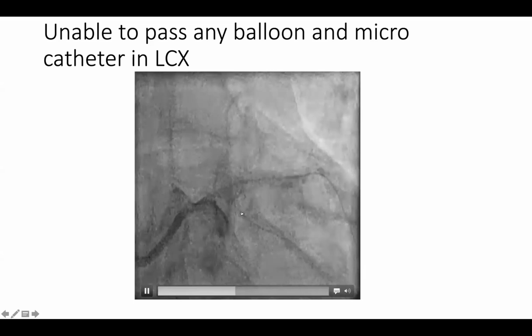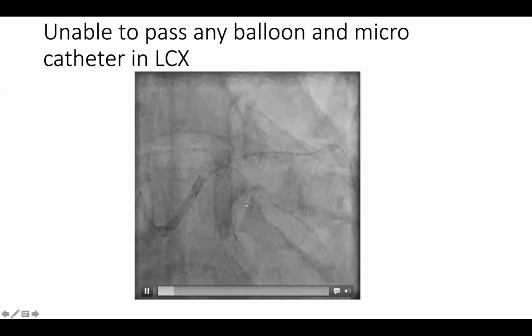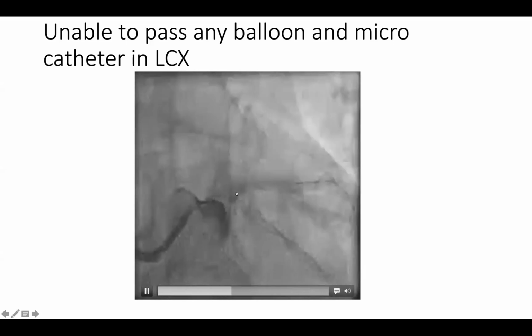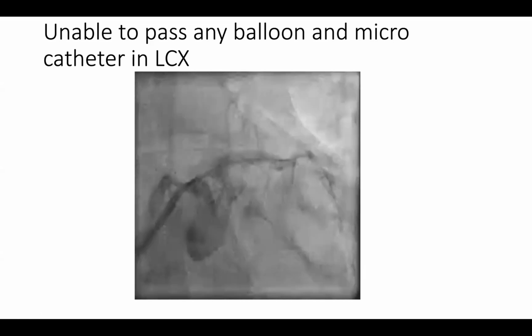We can see there is a spicule of calcification. If you see my arrow there, this is not clear here, but in the previous images, and there is a bend. We were unable to pass any balloon, any catheter down.